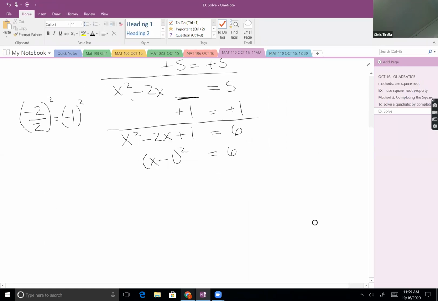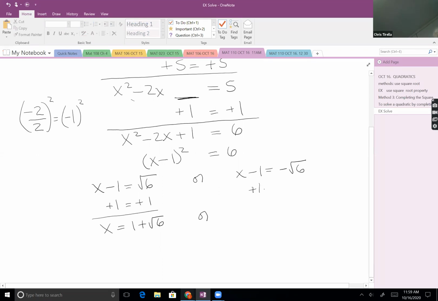And now that I've got that perfect square, I can use my square root property, giving me x minus 1 can equal the square root of 6, or x minus 1 can equal the negative square root of 6. And when I add 1 to both sides, I get x equals 1 plus the square root of 6. Or here, when I add 1 to both sides, I get x equals 1 minus the square root of 6. What do you think?